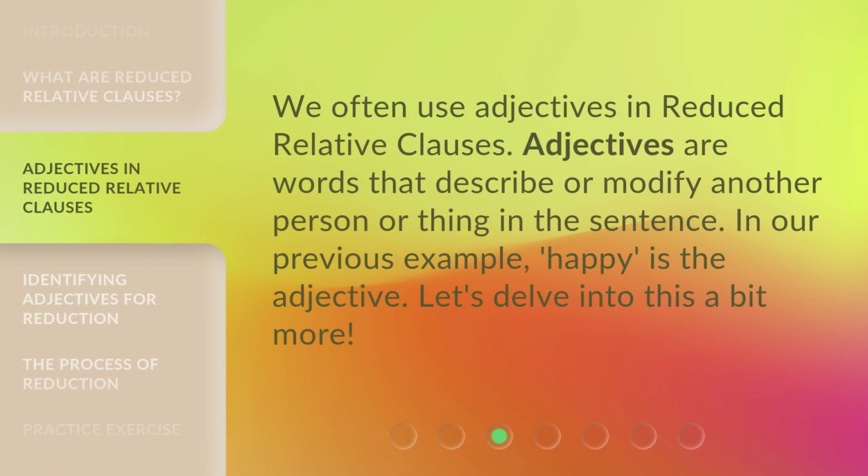We often use adjectives in reduced relative clauses. Adjectives are words that describe or modify another person or thing in the sentence. In our previous example, happy is the adjective. Let's delve into this a bit more.